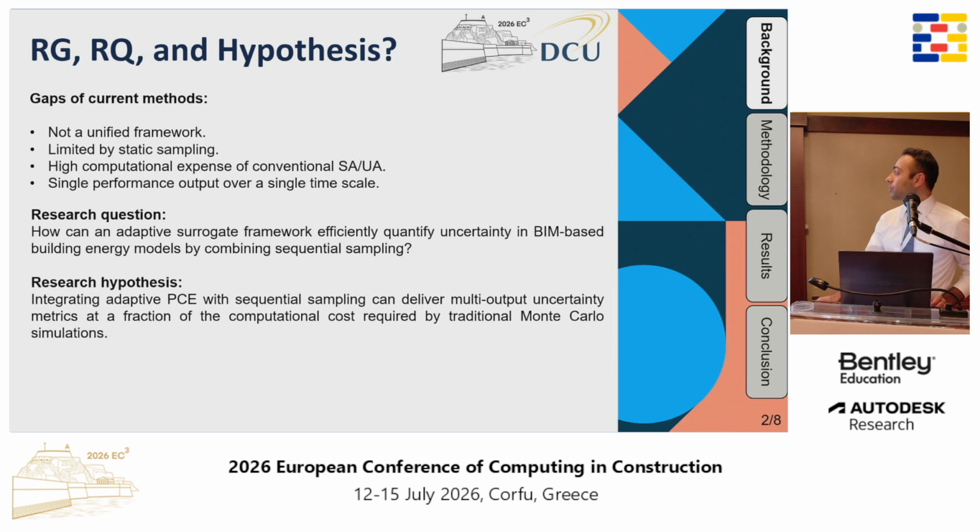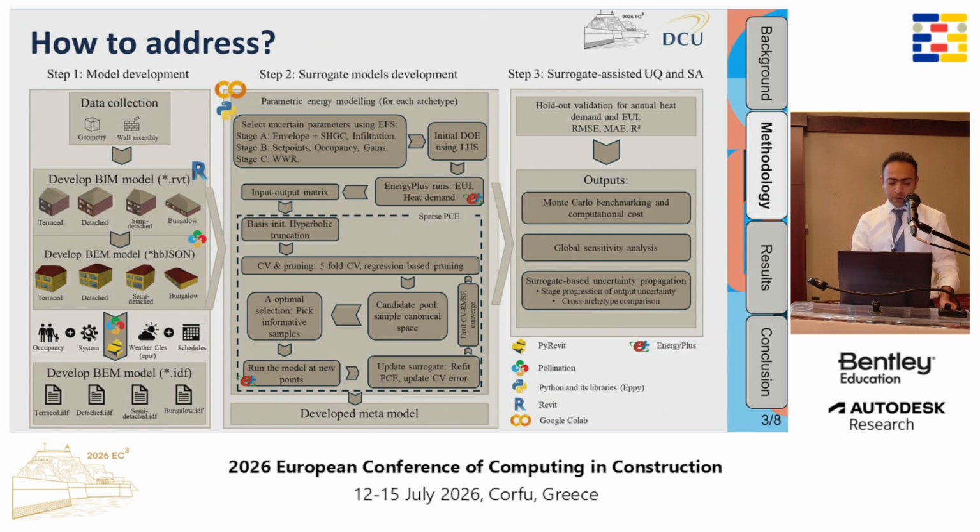So I formed my research question to tackle these limitations. The research question is, how can an adaptive surrogate framework efficiently quantify uncertainty in BIM-based building energy models by combining sequential sampling? Here is the methodology to answer this research question.